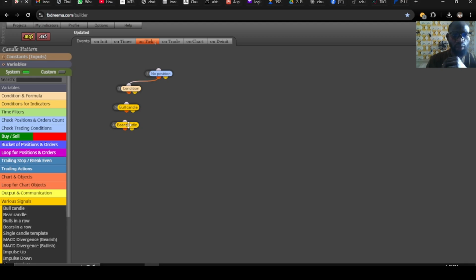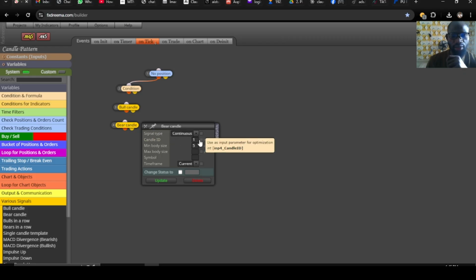The next thing we are going to do is, this is the bearish candle. We are going to edit it. We are going to change this candle ID to 2. You can see that this is a bearish candle, it's a bear candle block. So I'm going to change this to 2, and this candle minimum we are going to leave as 0. Let's change this to 0.